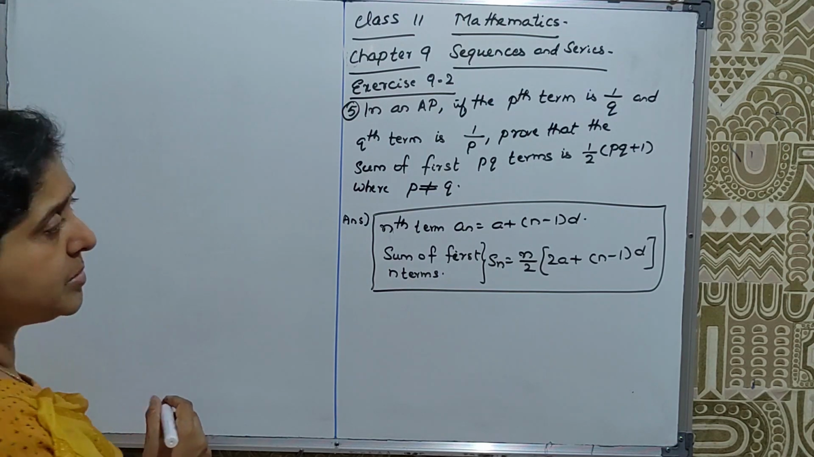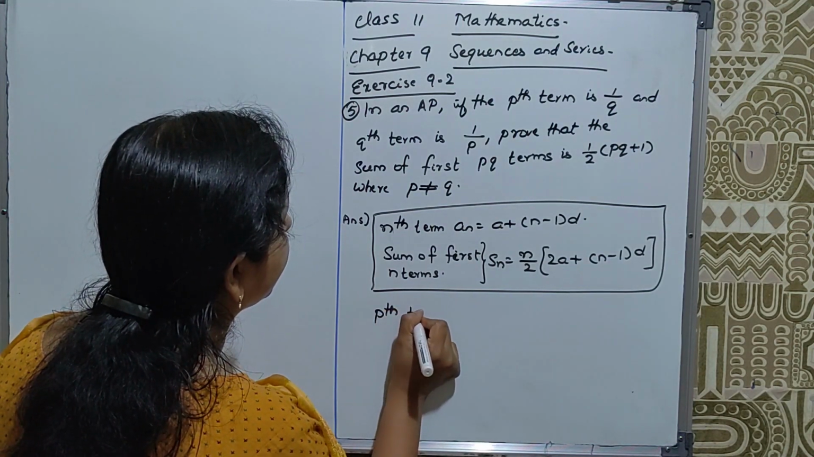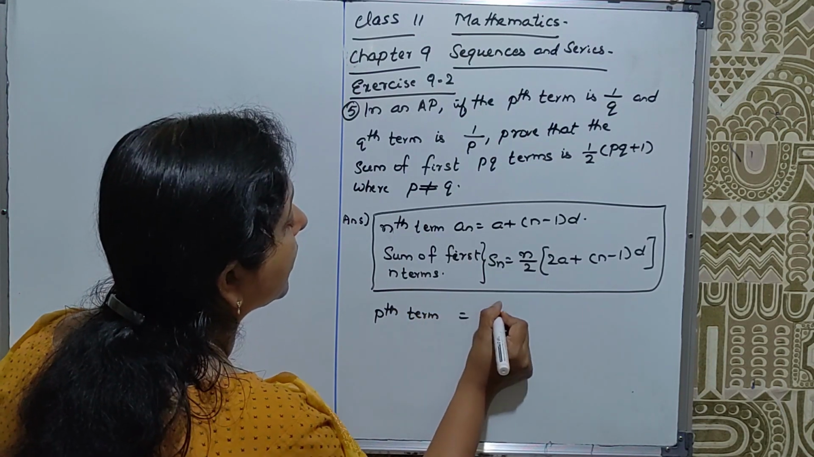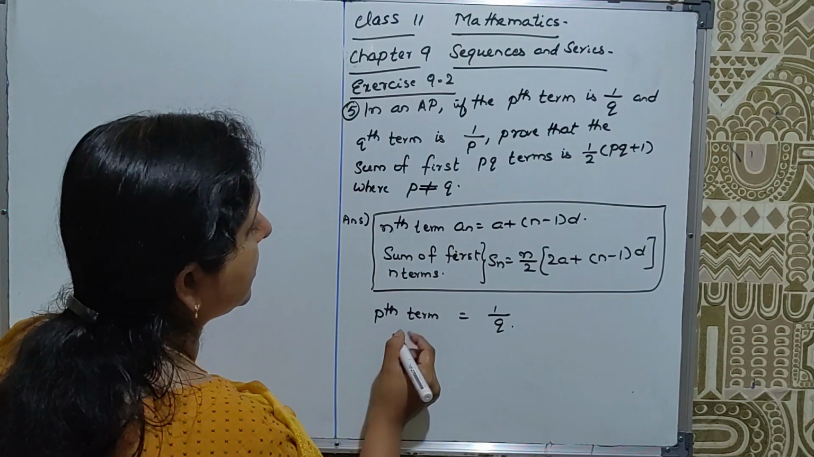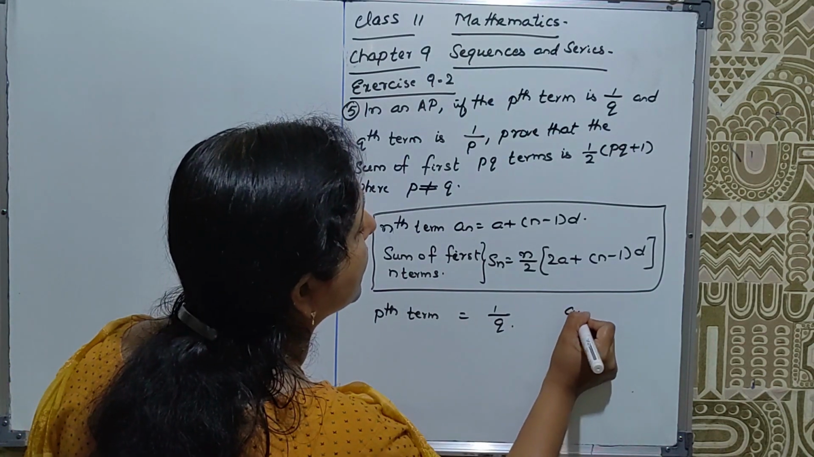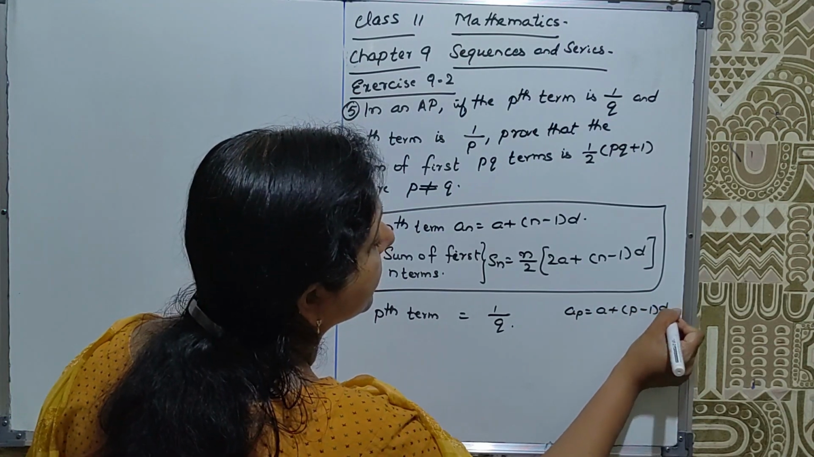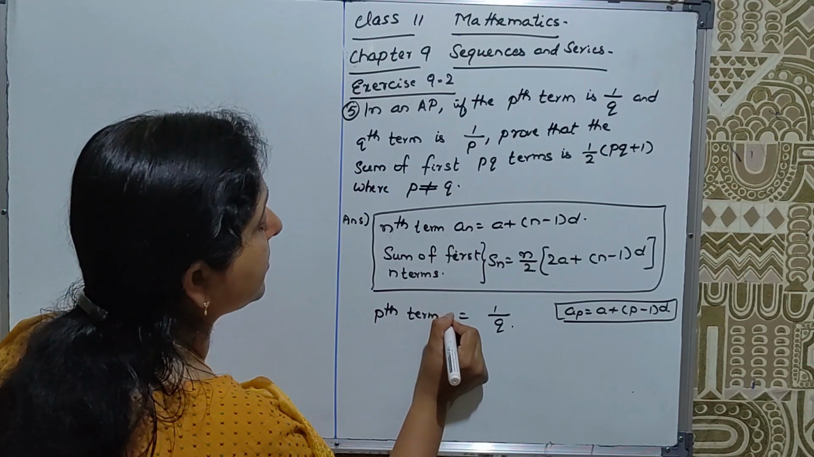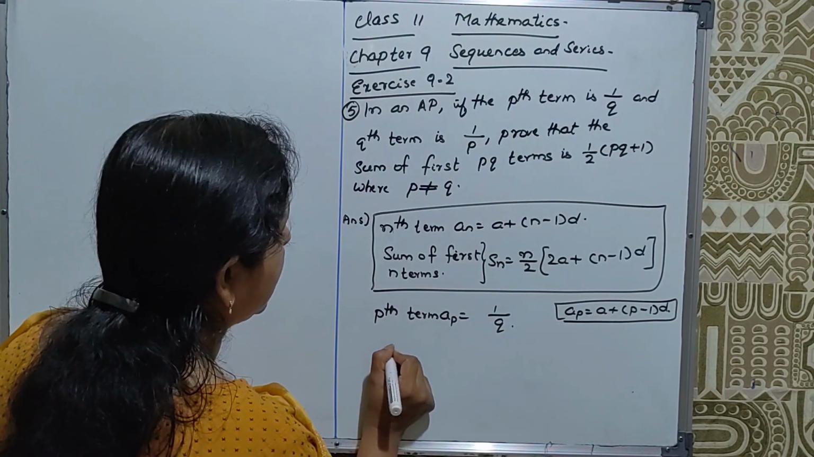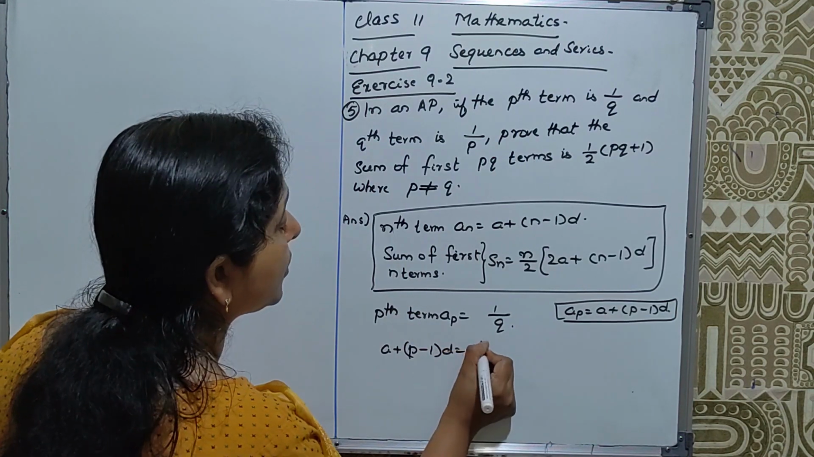Now, pth term is 1 by q. The pth term is just like the nth term. It means the pth term of the AP will be equal to a plus p minus 1 into d. So in the place of the pth term a suffix p, I'll write a plus p minus 1 into d equal to 1 by q.